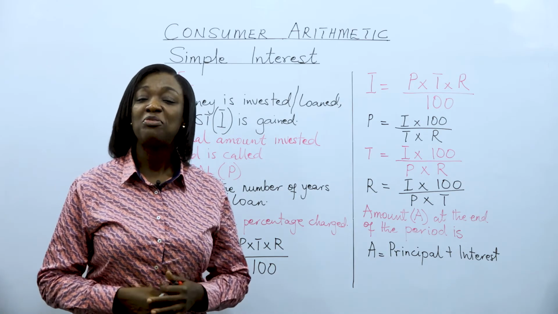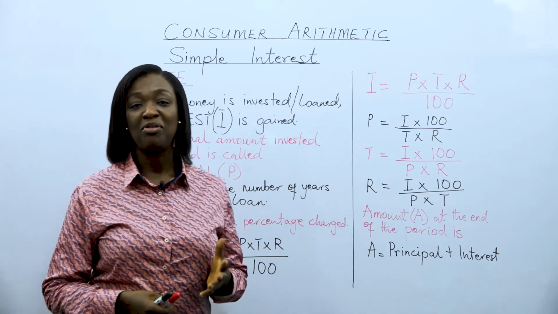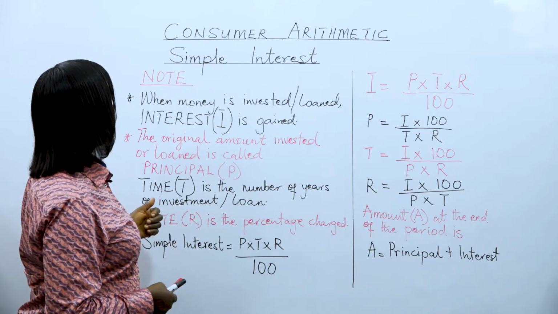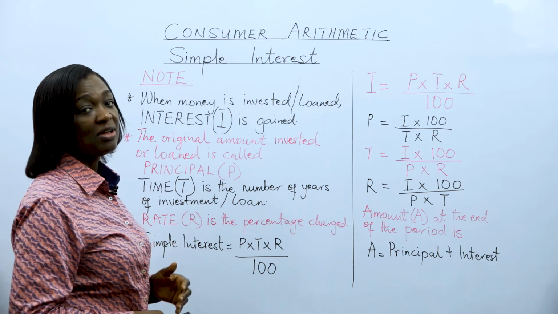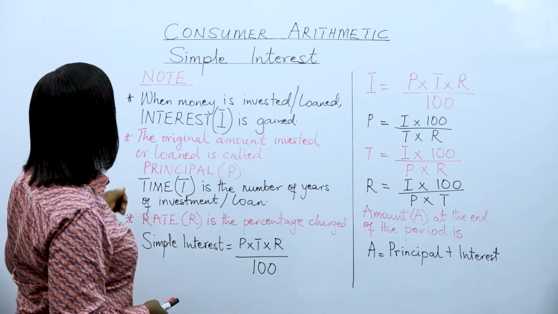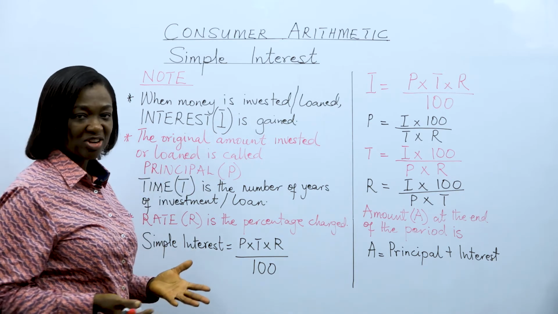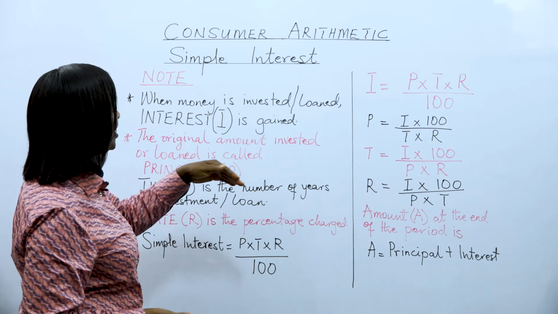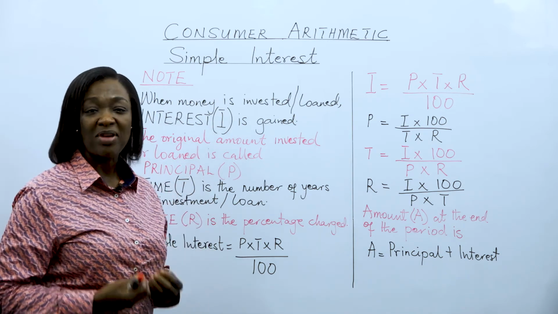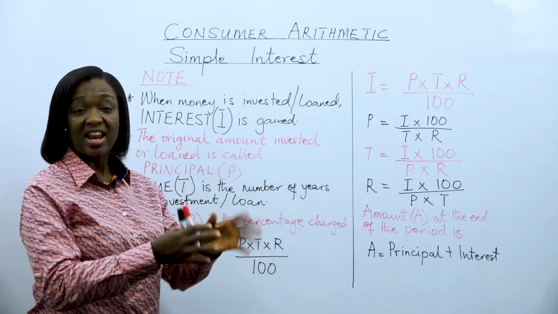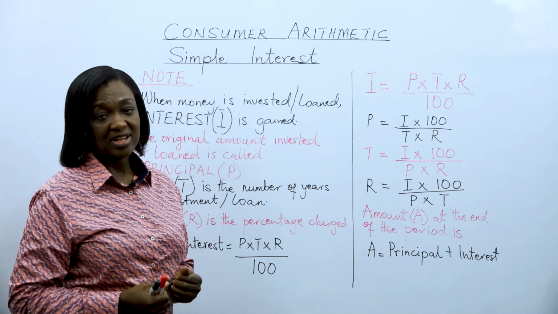We're still looking at consumer arithmetic. In this lesson, we want to learn how to calculate simple interests. First, let's look at the different vocabulary involved in solving simple interest problems. The first vocabulary there is interest. What is interest? When money is invested or loaned, interest is gained. The interest is the little extra money you get when you make an investment, or the extra money you pay on a loan that you take.